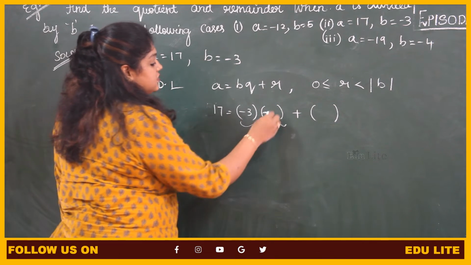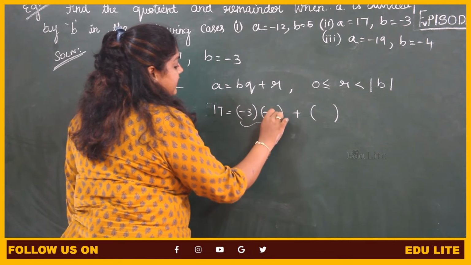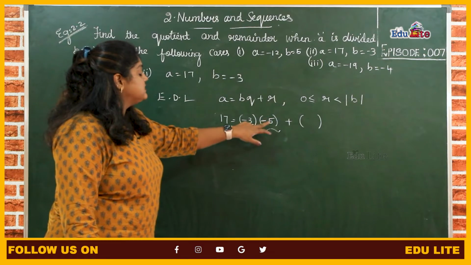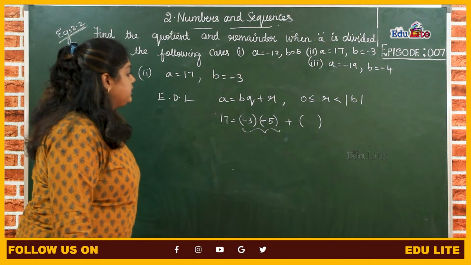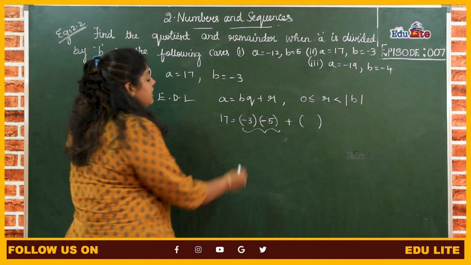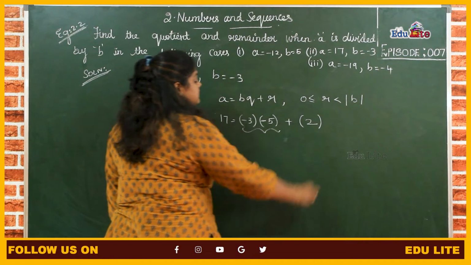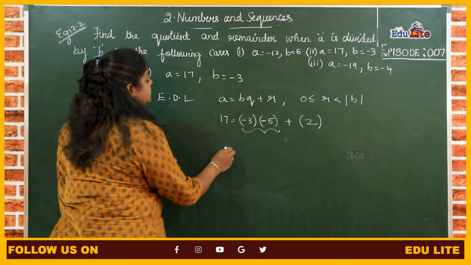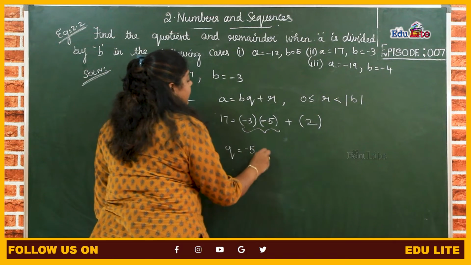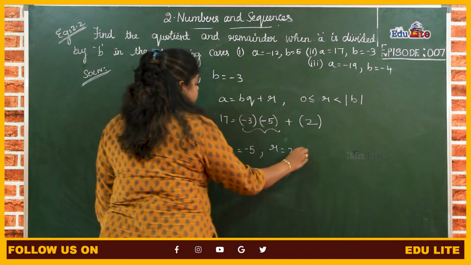What can we choose? We can choose 5 3s are 15; minus into minus will become plus, so 5 into 3 gives 15. In order to get 17, we add 2 to this. So the quotient value is minus 5 and the remainder value is 2.